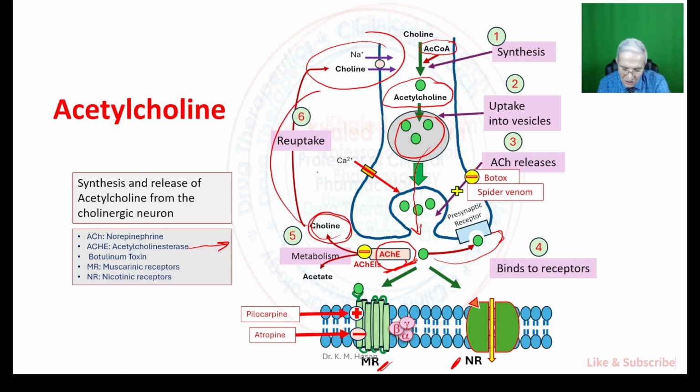So you can see here that acetylcholine affects 2 main receptors, the muscarinic receptor and the nicotinic receptor. Some examples of medication: pilocarpine, which we already discussed when we spoke about the eye. Pilocarpine stimulates the muscarinic receptor. On the other hand, atropine blocks the muscarinic receptor, and we discussed the clinical application of this.